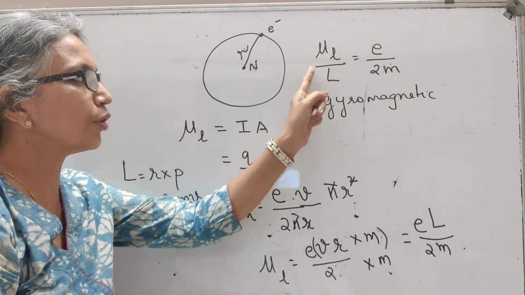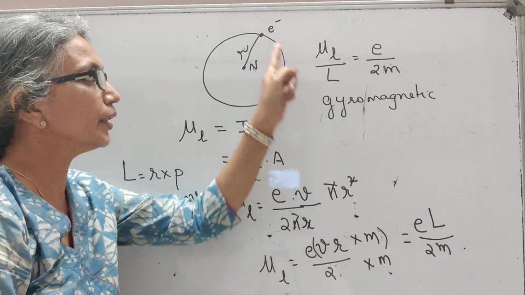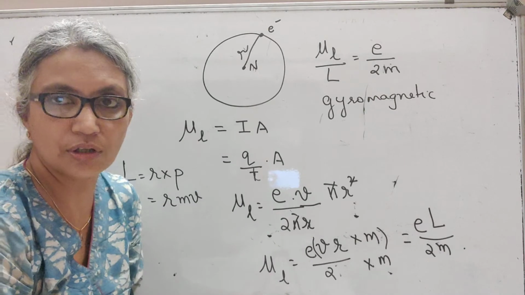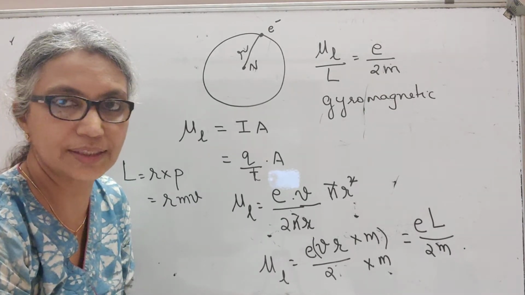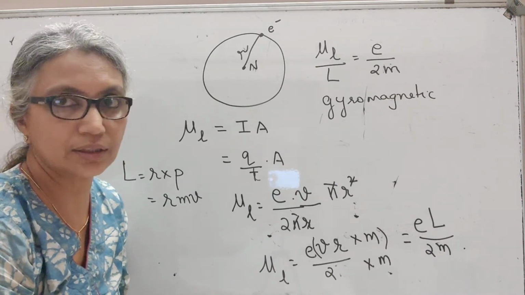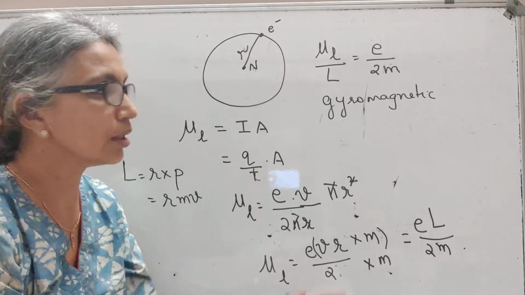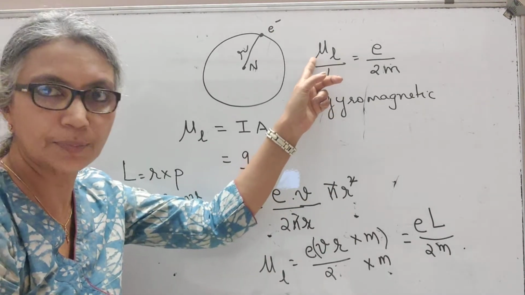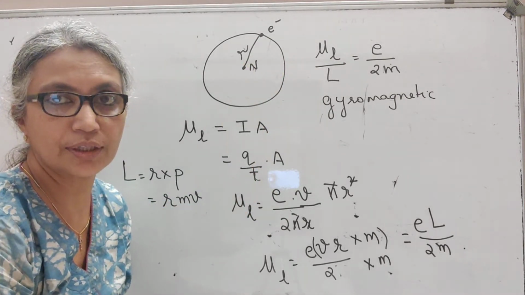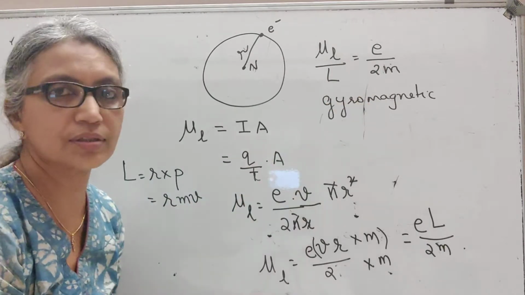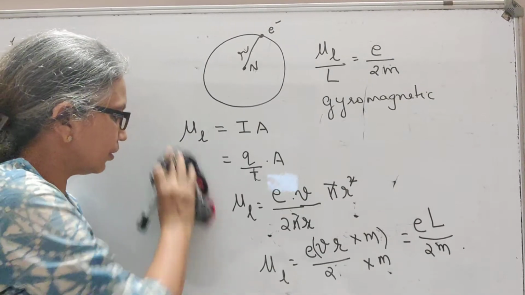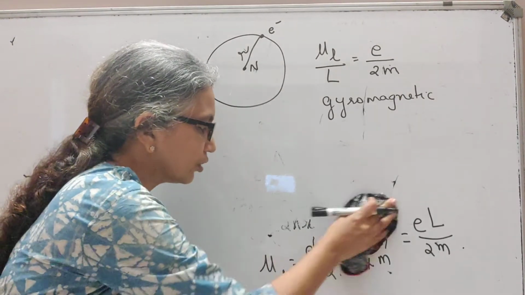The gyromagnetic ratio is defined as the ratio of the dipole moment of the electron and the angular momentum of the electron in that orbit. So you will see that e, the electronic charge, which is 1.6 into 10 raised to minus 19, and m, the mass of an electron, which is 9.1 into 10 raised to minus 31, both of them are constants. So the ratio between mu L, the dipole moment of the electron in that orbit, divided by the angular momentum of the electron in that orbit will always be a constant, and that constant is what you call the gyromagnetic ratio. What we want actually is the expression for the dipole moment of the electron.